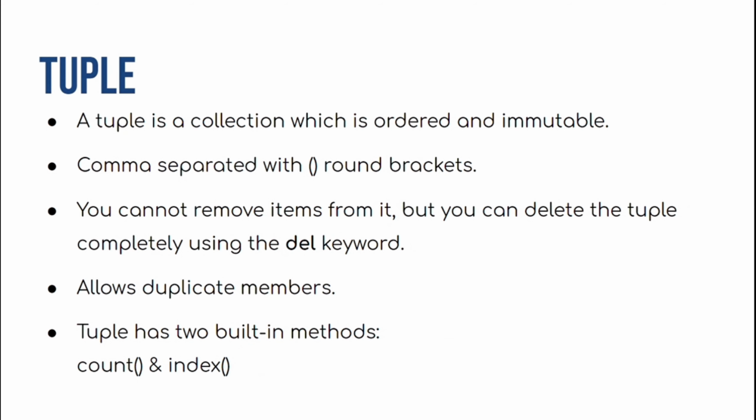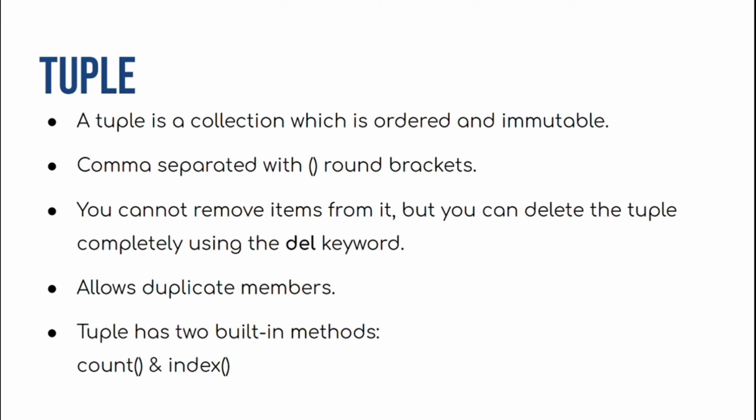Tuple is a collection which is ordered, that is, its sequence is maintained, and immutable, unlike lists. Once you define a tuple, its value cannot be modified later. Tuples are comma-separated values in a round bracket. You cannot remove items from it. However, you can delete the entire tuple using the keyword del. Duplicate members are allowed in a tuple.